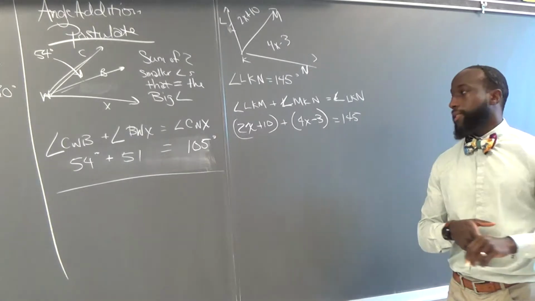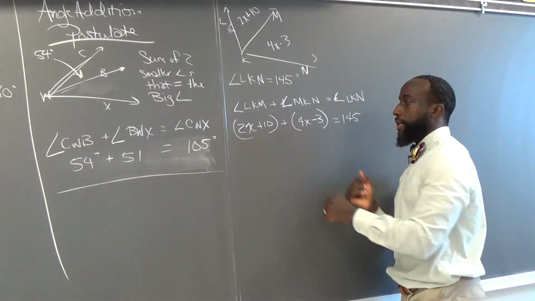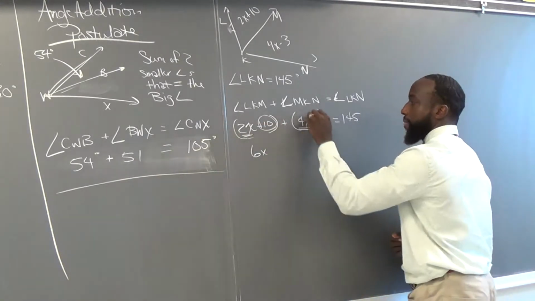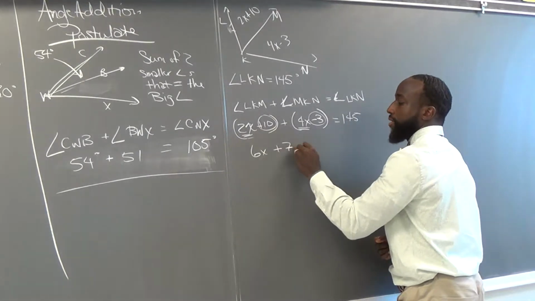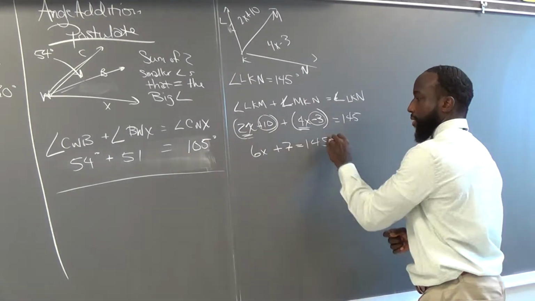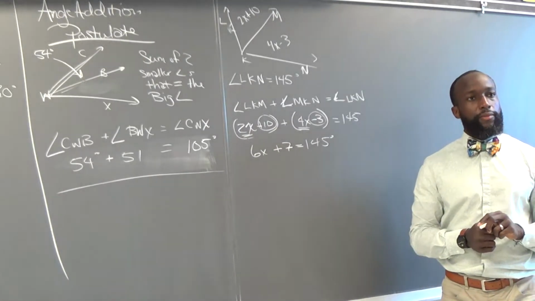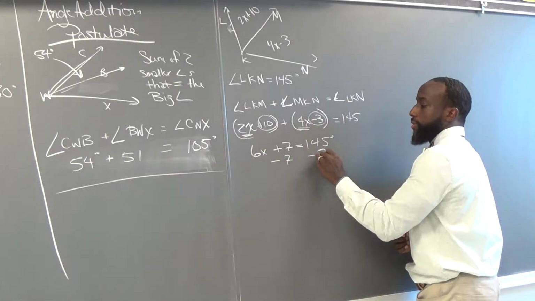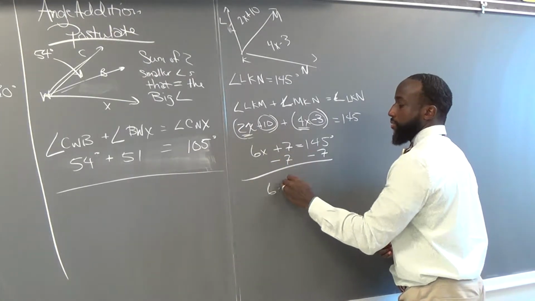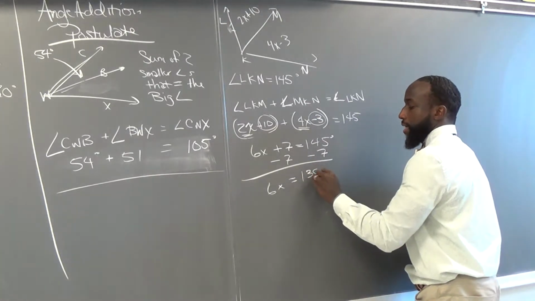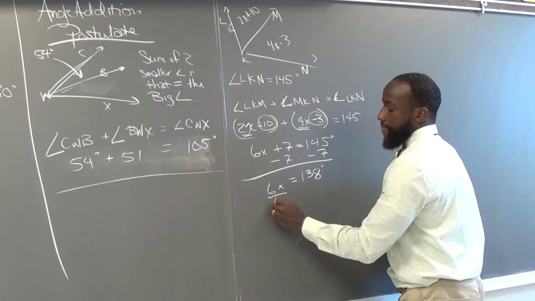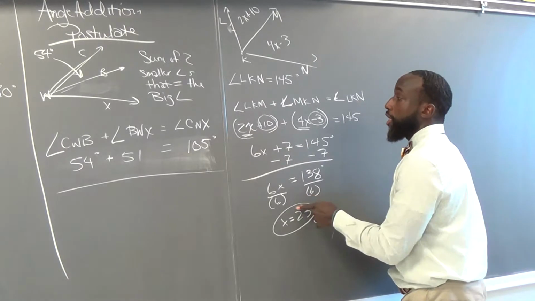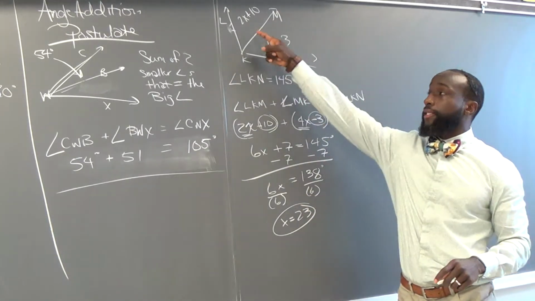Now, she said we combine like terms, and that's what we do. You got the 2x and the 4x, which is 6x, and then you got the 10 minus 3, plus 7 equals 145. Then we just solve for x. Subtract 7, subtract 7. 6x equals 138. Then you finally divide by 6. X equals 23. So you solve for x. Now we need to find and measure these angles.